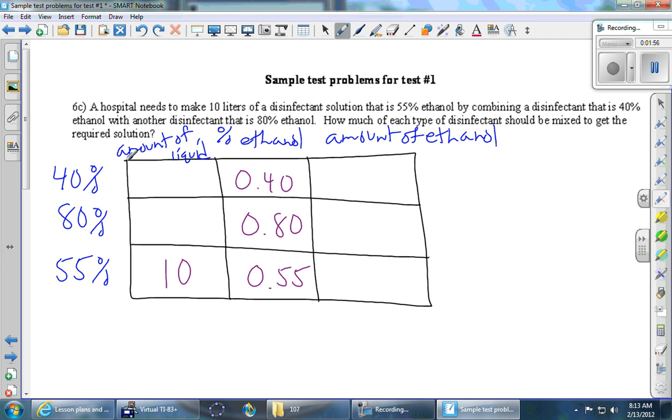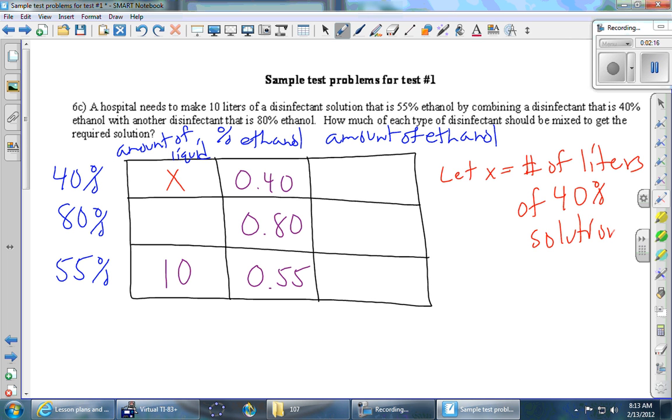So let's see if we can introduce a variable. I don't know how much 40% we're supposed to use, but it feels like we can call that x. So that's going to be a number of liters of the 40% solution. And again, I guess you could introduce a y here, but I don't think that's the best idea. I would rather not introduce any new letters. So I know that if I've got x liters is already the 40%, and I have 10 liters total, then how many liters are left over for the 80%? And it's 10 minus x.